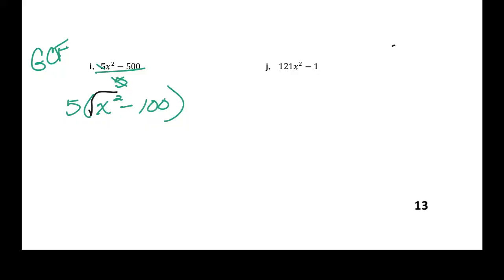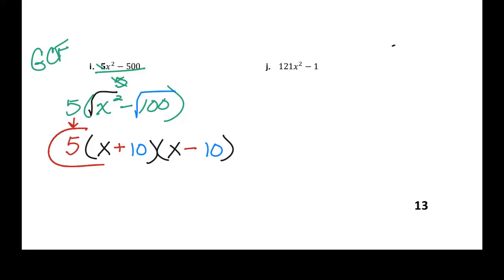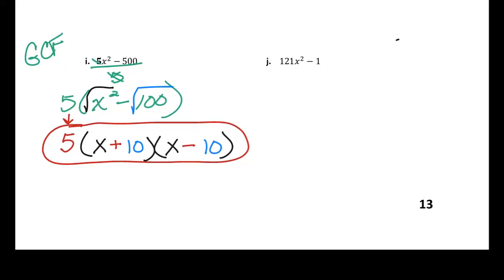So take the square root, write that as 2 sets of factors. The square root of x squared is x. The square root of 100 is 10. We put a plus sign and a minus sign, and don't forget the 5. Okay? All right.